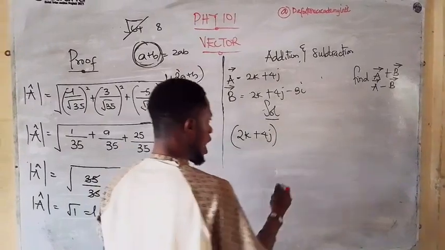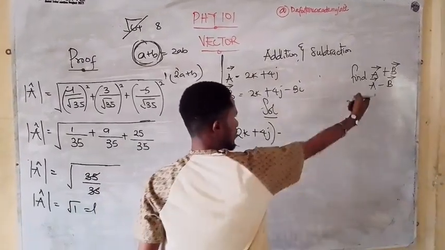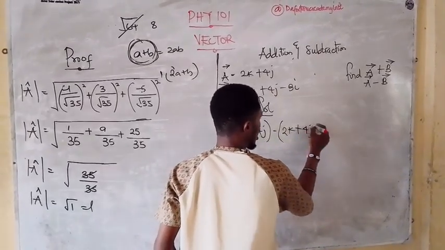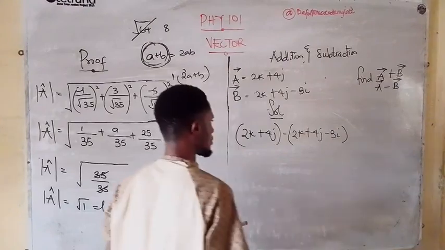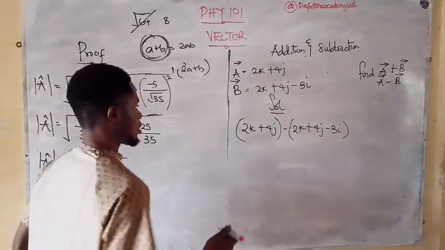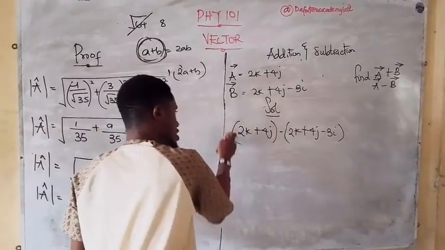You should be able to know why. Minus, I put minus. We are doing minus. So I have another bracket: 2k plus 4j minus 3i. From here, you already know that this guy will not be touched. But you should know why the guy is not touched, because the invisible one is here.